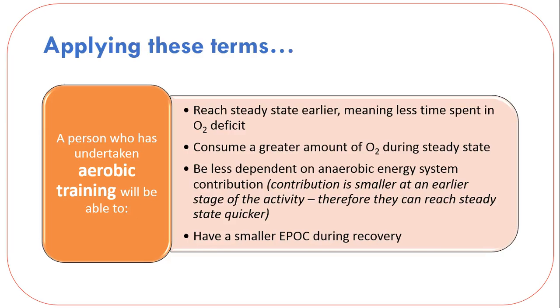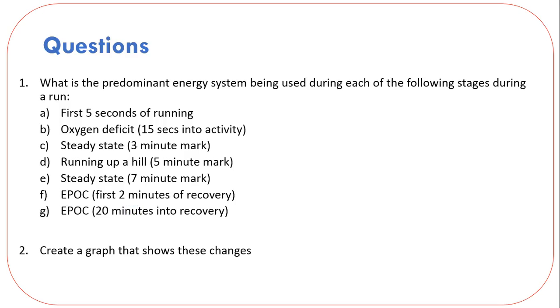If we do aerobic training, it means that we can reach steady state earlier, so there's less time spent in oxygen deficit, which means you'll have a smaller EPOC during recovery. Less time is spent relying on those anaerobic energy systems, so reaching steady state earlier and having small oxygen deficits means that we recover much quicker post-exercise.